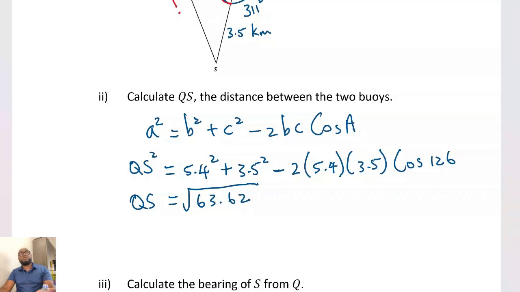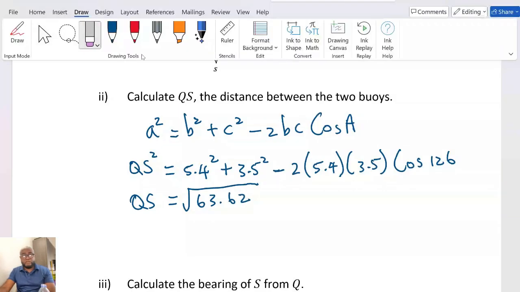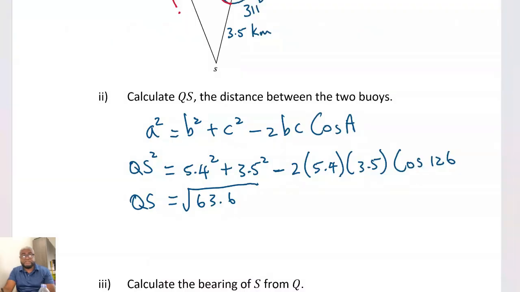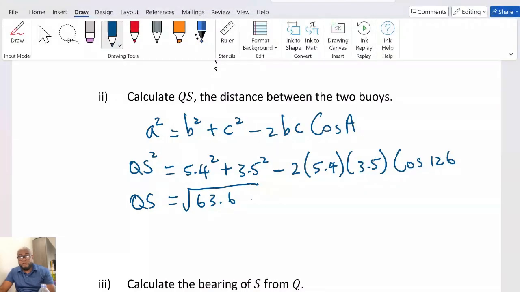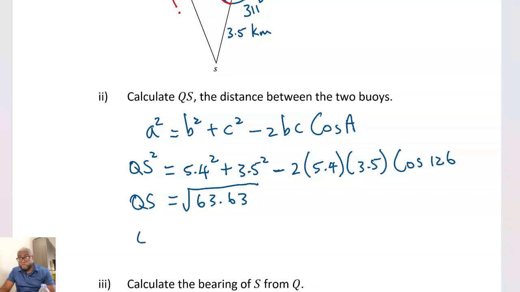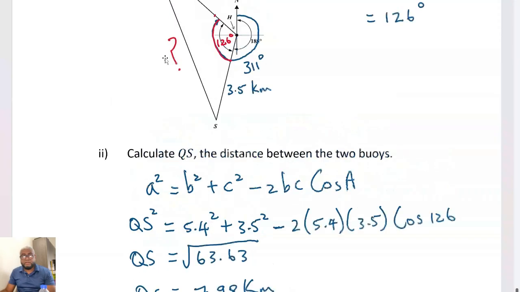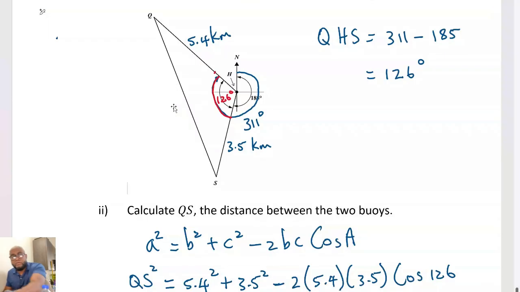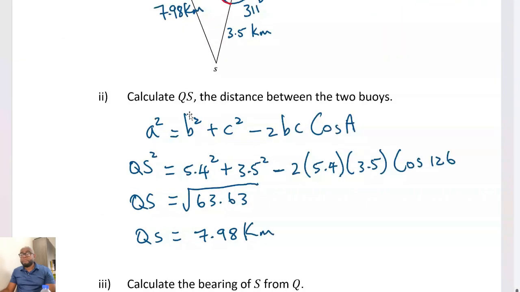63.62. Where? What after the 2? Right. 63.63. Everybody good there? Right? So QS will be equal to, talk to me. 7.98. 7.9, 7.98, right? Kilometers, right? 7.98 kilometers. Everybody good there?